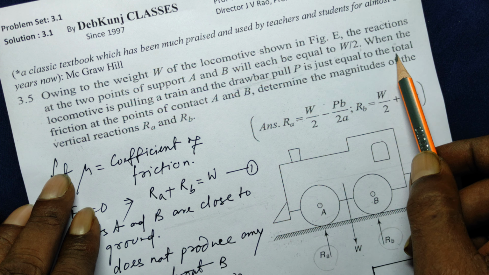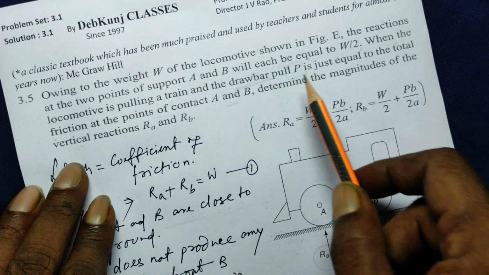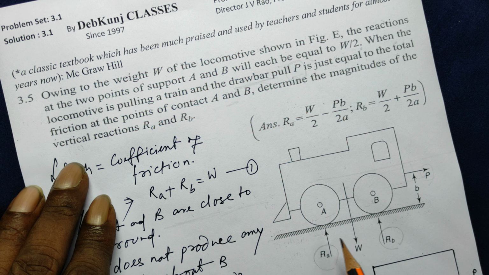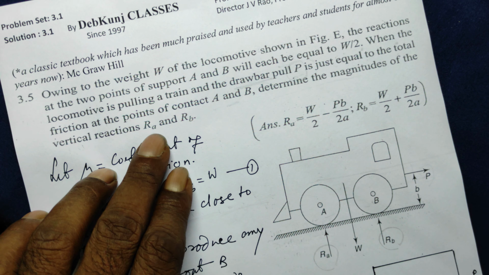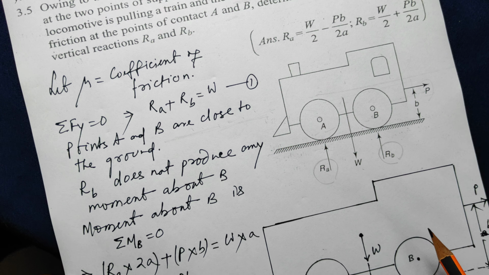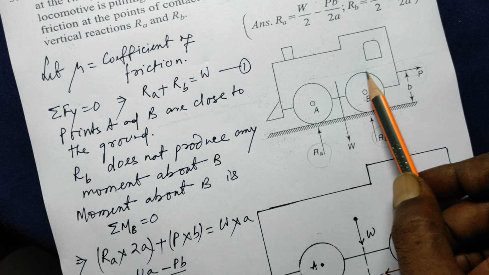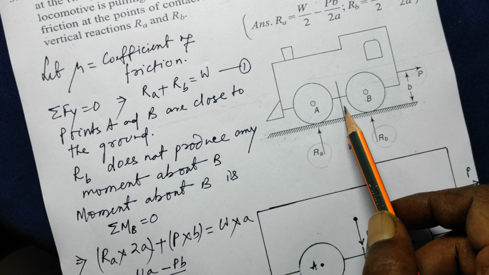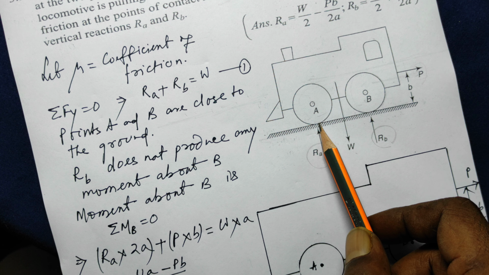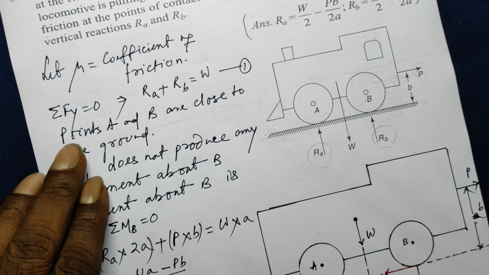Pull P is just equal to the total friction at the points of contact A and B. This P is just equal to the force of friction here and here, which means it is moving with a constant velocity. Determine the magnitude of the vertical reactions RA and RB. So let mu be the coefficient of friction between the wheels and the rail on which it is moving forward. Since it is moving to this side, the force of friction here and here will be backward. It will be mu times the normal reaction.